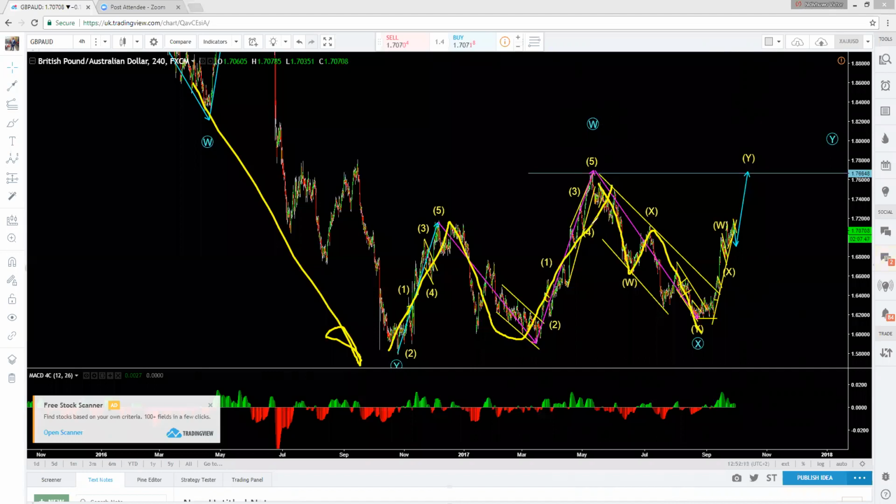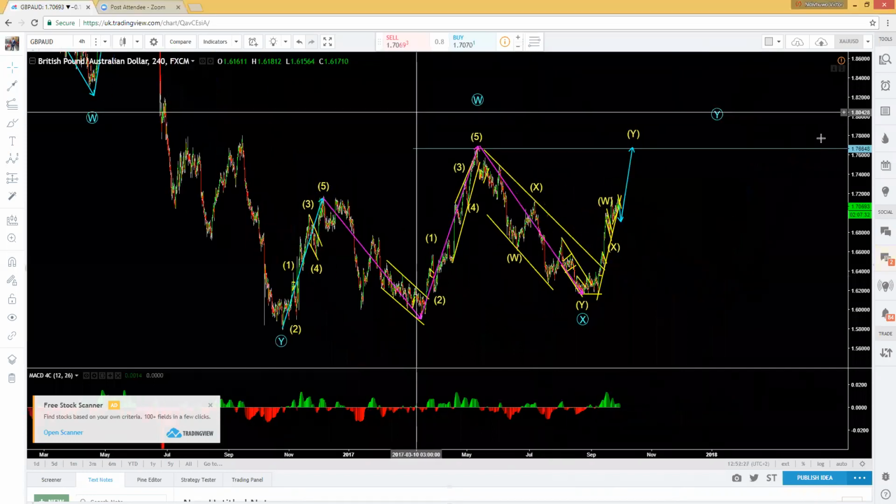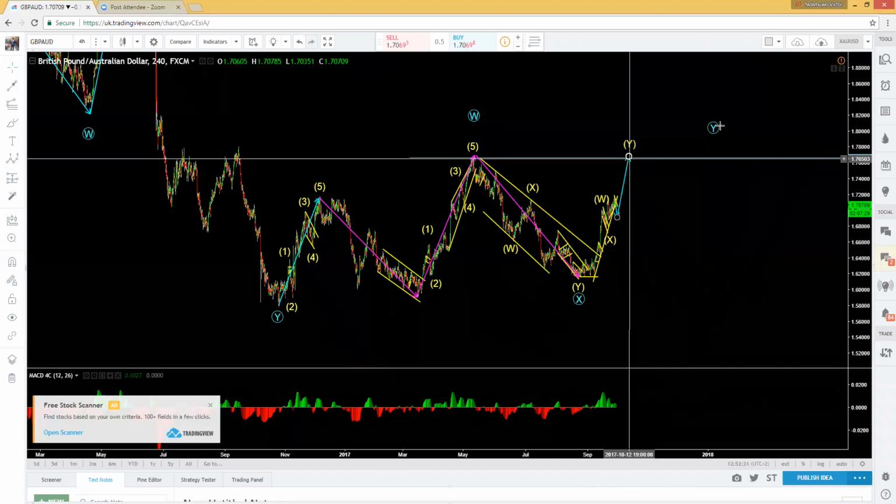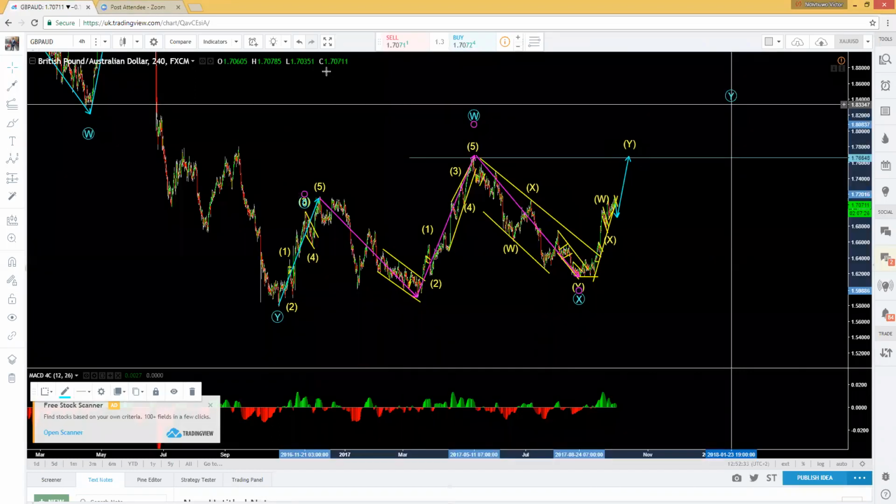So because now it's making a double, we obviously need to get an X, and that X in this degree is going to be this. So if we've got a W and the X, we obviously need to get a Y, right? Right, so that's what I have. So I need to get a Y. Where should this Y end? That's what we need to check.